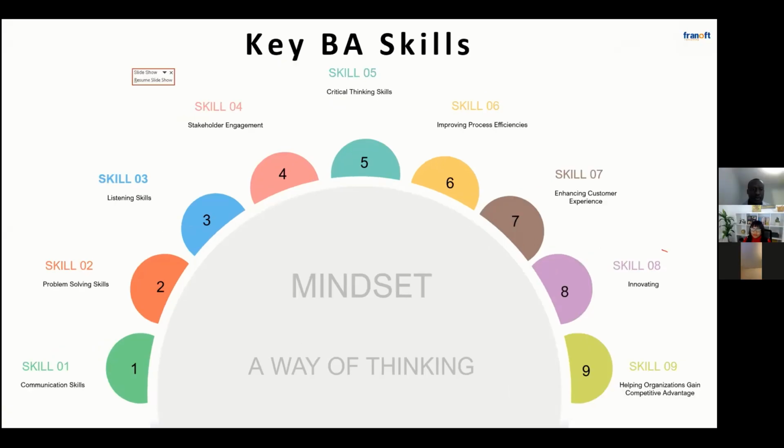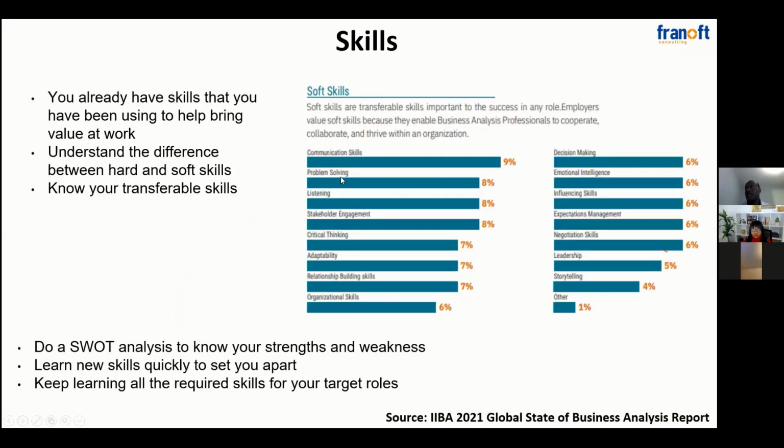So let's move on and look at other stuff. Now, let me show you some other skills that you need. Like I said, communication skills, 9%. So you can see that the biggest skill set that you should have as a BA is communication and problem-solving skills, even listening skills, influencing skills, emotional intelligence, negotiation skills, leadership skills, storytelling skills. You already have skills that will bring value in your workplace.